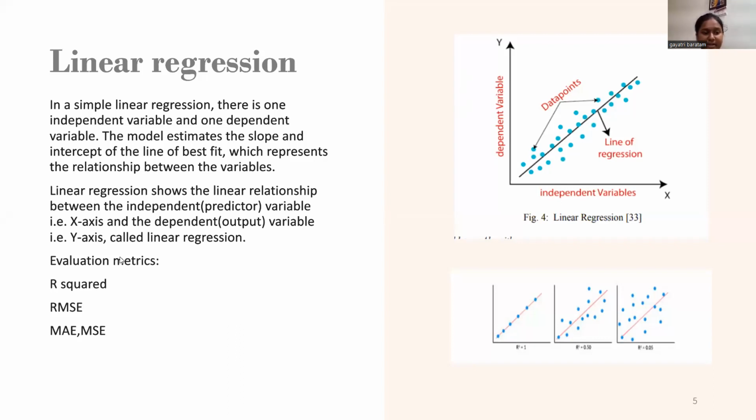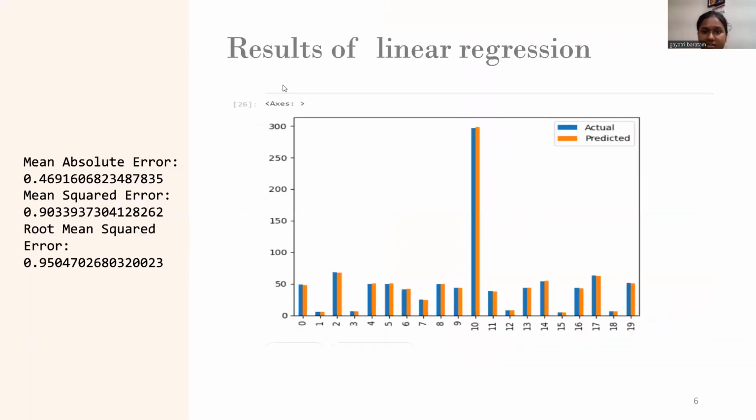These are the evaluation metrics used in linear regression. R square is the score of regression. If the R square value is 1, it means that it is a perfect model. RMSE, MAE, and MSE are used for the evaluation of the error. These are the results that I got in linear regression.